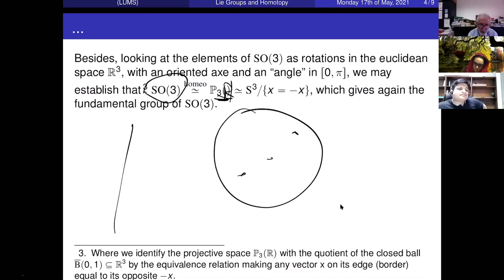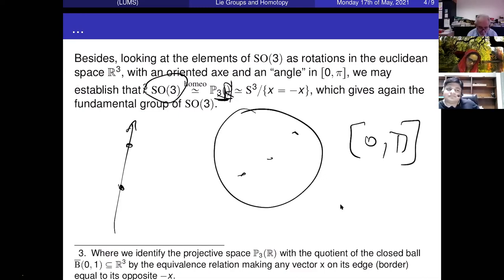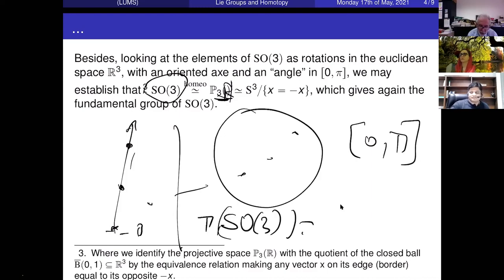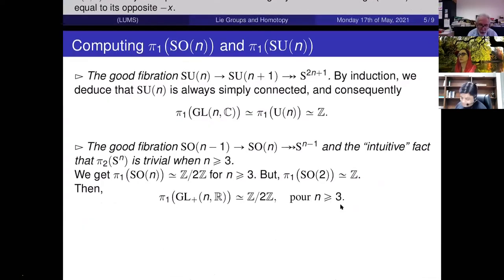Why? Because any rotation in the space is given by an axis which you have oriented and an angle which is in [0, π]. That is exactly the same because minus π and plus π, if you turn, you have what we call a reflection with respect to an axis. So this is another way to see that the π1 of SO3 is equal to Z over 2Z. So this is important.